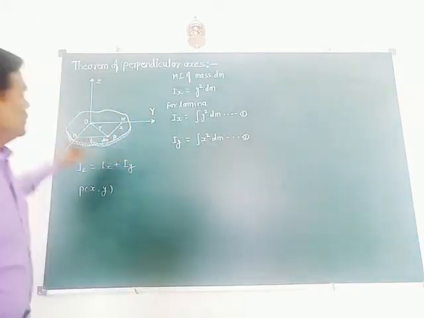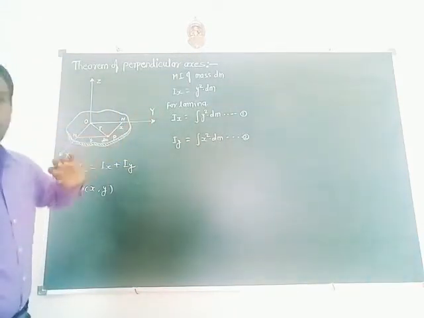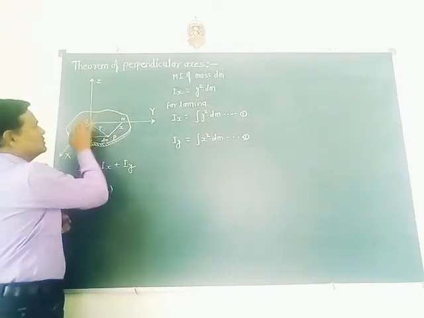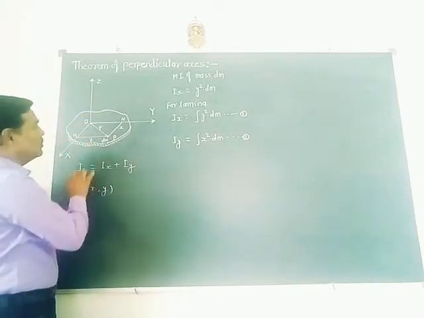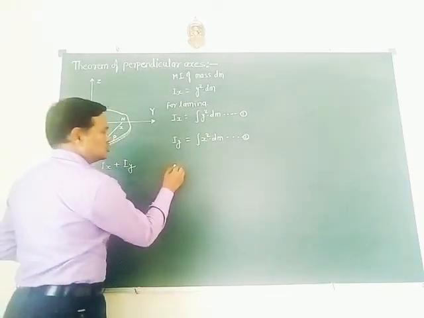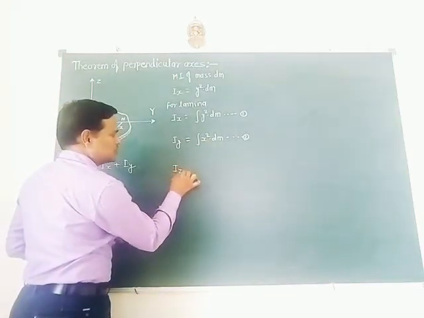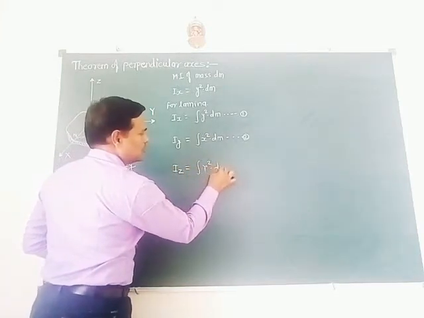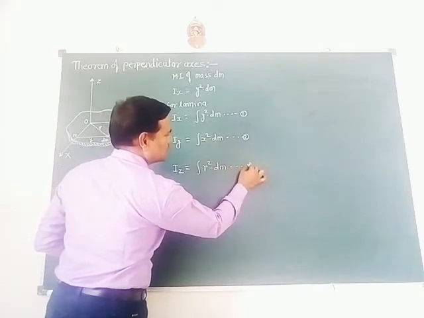Finally, the moment of inertia of this plane lamina about the z axis. See here, the z axis passes through point O, and the distance of point P is r. So about the z axis, the moment of inertia Iz is equal to the integration of r square into dm. Consider this as equation number 3.